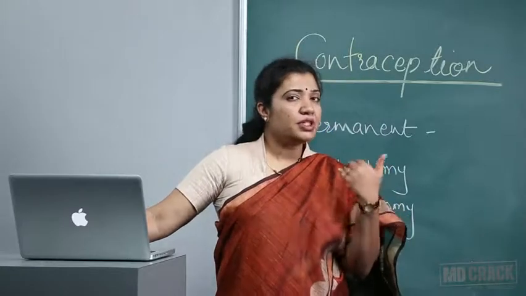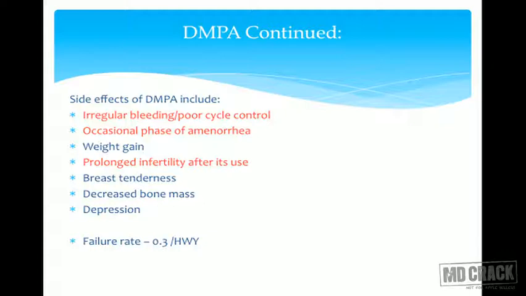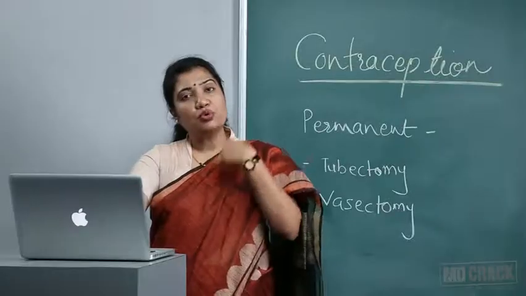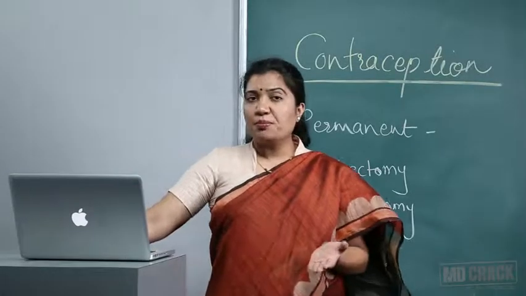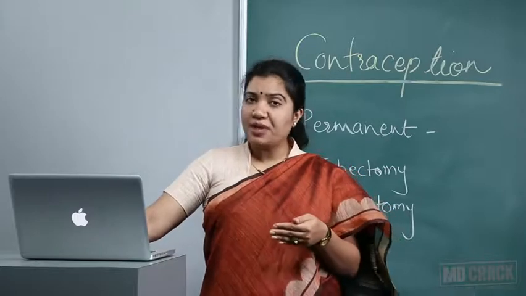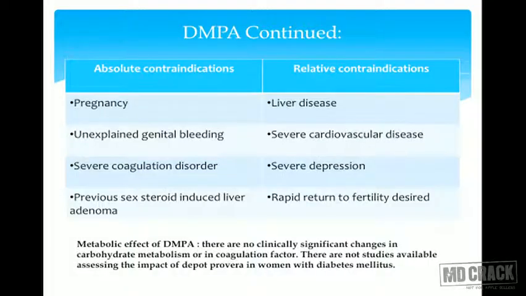Once she stops the use of this, fertility doesn't come back immediately. There is a period of prolonged infertility because ovulation is delayed for a time. That is why this should again be explained to the patient. Then there are certain contraindications, some absolute and some relative. Pregnancy, it should not be used. Even in severe coagulation disorder, it should not be used. Or if the patient has any irregular genital bleeding, it should not be used. If there are any liver disorders, then again it is contraindicated.